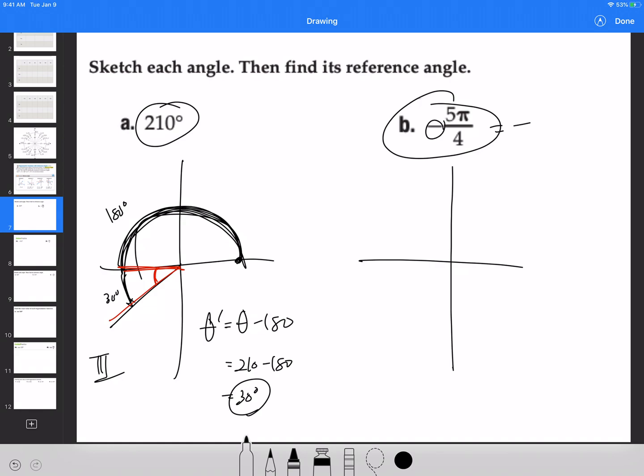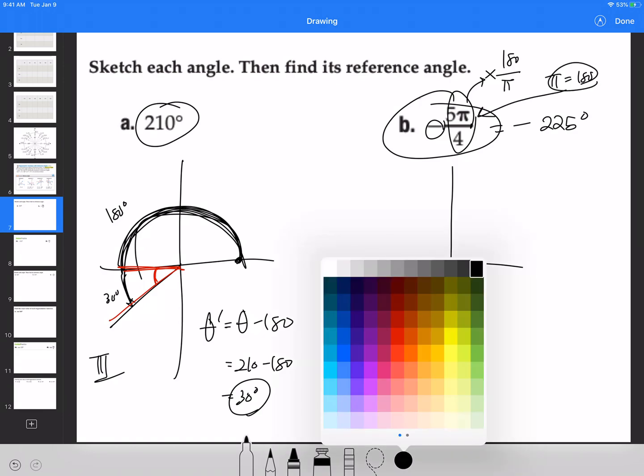5 pi over 4, if you guys are having trouble understanding what that might be in terms of radians, that's negative 225 degrees. Remember, to go from radians into degrees, you just have to multiply by 180 over pi. Whatever the angle is, just multiply by 180 over pi. Pi's will cancel out, and you get the idea. Or just substitute pi as 180 into the equation, and you'll get the answer as well.